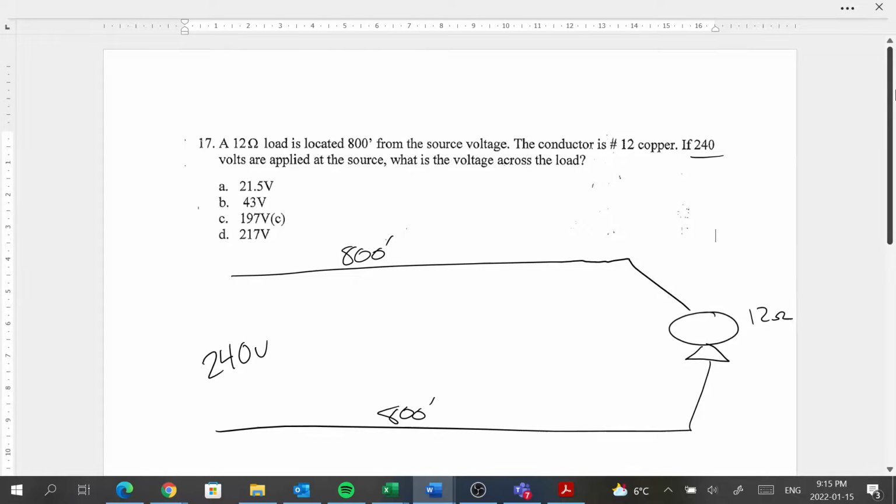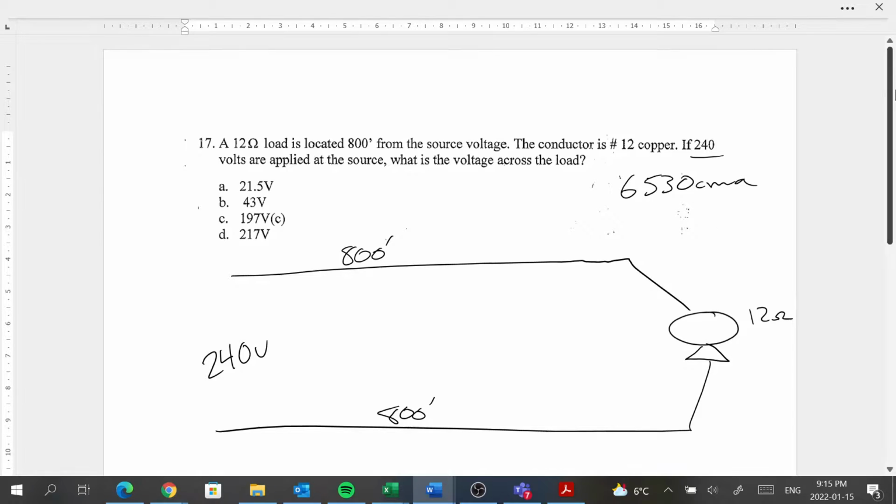So the conductor size, if we cross-reference the chart that we have in the back of our practice test, if you take a look at 12 AWG and a couple columns over, it's going to give us a circular mil area, which is 6,530 CMA.